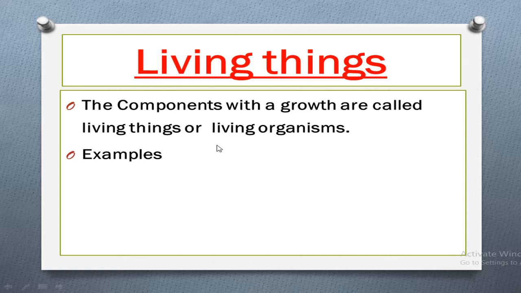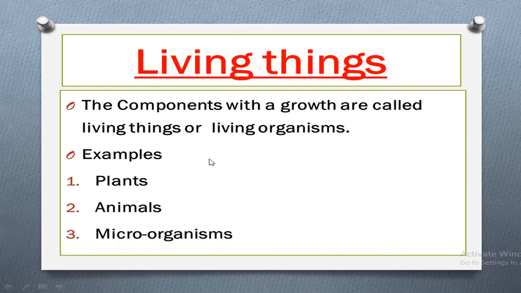Then we will learn what the examples for living things are. The first one is plant. Plants show growth, so a plant belongs to the living things. Animals also show growth, so animals belong to the living things. The next one is microorganism. Microorganisms also show growth. Therefore, microorganisms also belong to the living things.